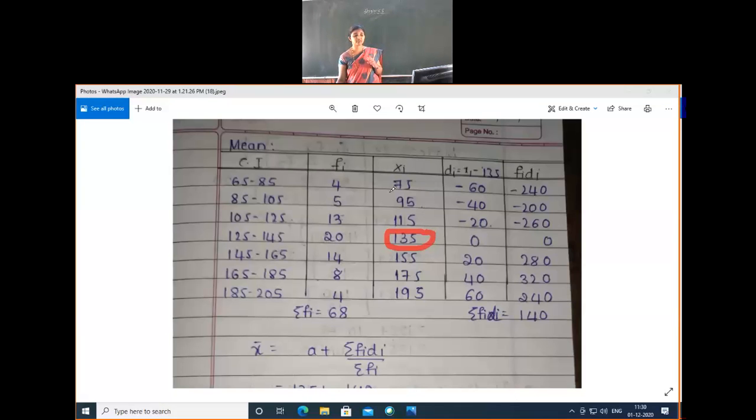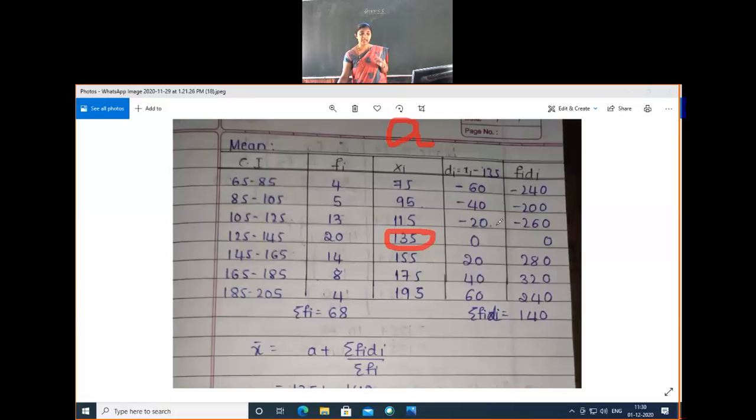Then here we are observing the deviation, the assumed mean method. Assumed mean method in the sense in the Xi column, we have to fix one value as the assumed mean. Here we are fixing 135 as the assumed mean. Then from each observation, we have to subtract 135. That column is the Di column. Di is equal to Xi minus A.